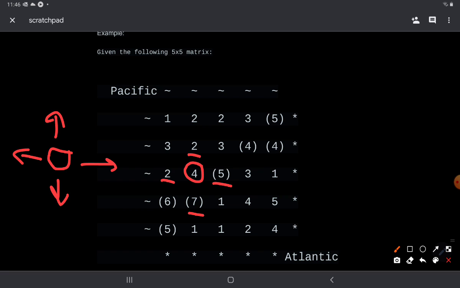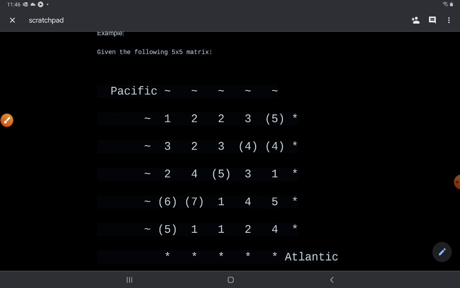So water can flow from 4 to 2. It can flow from 4 to 2 over here as well. But it cannot flow from 4 to 5 because 5 is higher than 4, and similarly 7 is higher than 4. So water cannot flow in this direction. With this information we have to find out cells from which water can flow to both Pacific and Atlantic Ocean.